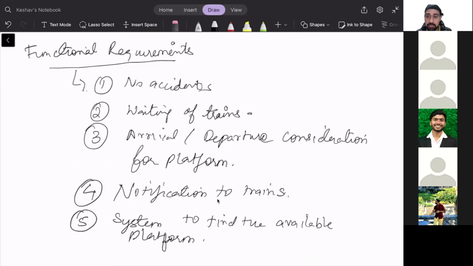I think, Keshav, the system should find the available platform which will become available in the minimum time, because it is possible that all the M platforms are occupied at a time. So the system should find the platform which will be available in a minimum time. That's right. But minimum time comes under part of non-functional, so we come to that particular thing.